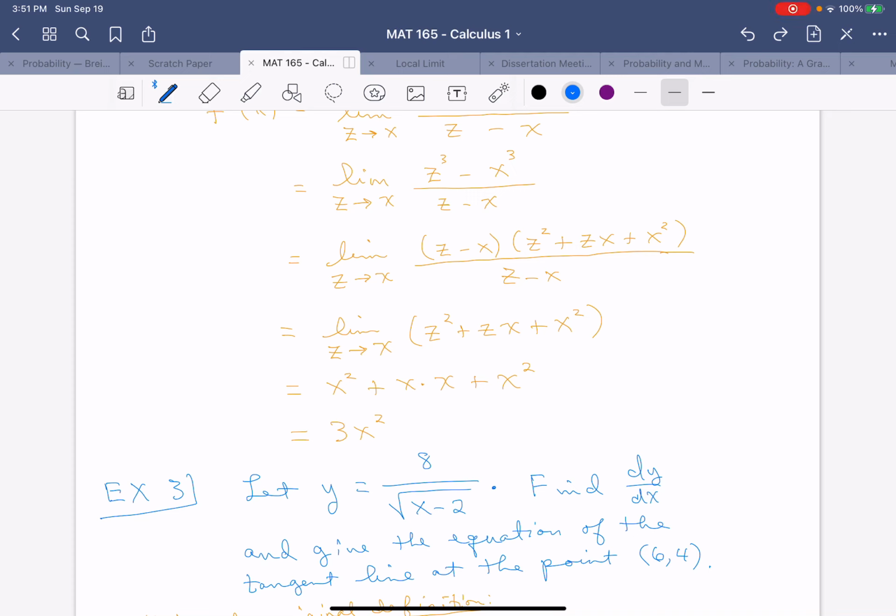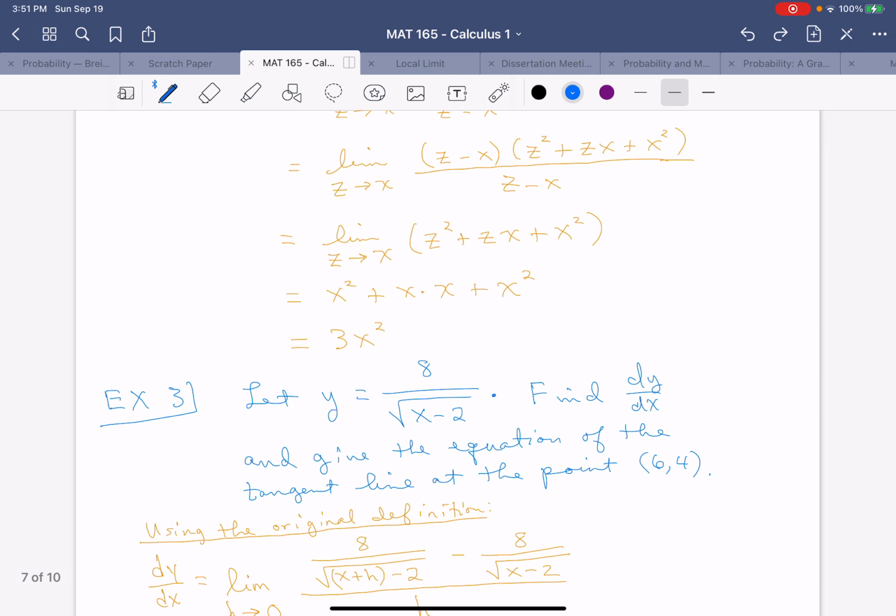Okay, let's look at our last example for this lecture. So here you can see with example 3, we're just defining y to be 8 over the square root of x minus 2. And so first of all, we want to find the derivative, and you notice I'm using a new notation here, dy/dx. And secondly, we're going to give the equation of the tangent line to the curve at this point (6, 4). And if you look at this for just a minute, I think you can convince yourself that the point (6, 4) really is on this curve.